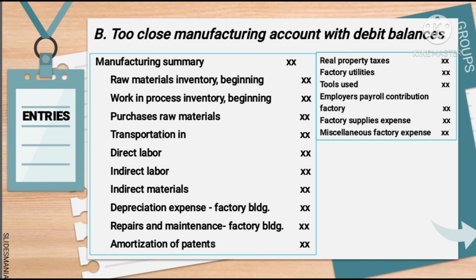Debit manufacturing summary, credit raw materials inventory beginning, work in process inventory beginning, purchases raw materials, transportation in, direct labor, indirect materials, depreciation expense factory building, repairs and maintenance factory building, amortization of patents, real property taxes, factory utilities, tools used, employer payroll contribution, factory supplies expense, miscellaneous factory expense.